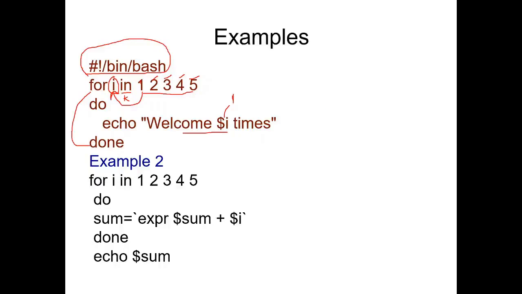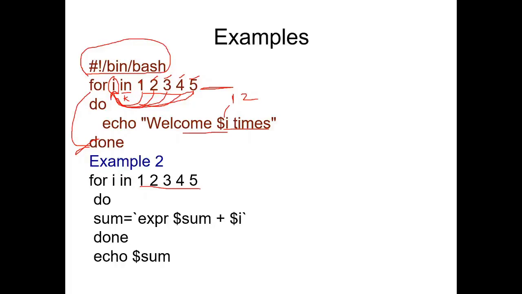Again it will go and fetch the second value. This time in I, 2 is stored. So it will print welcome 2 times. Again it will go to the for loop. This time it will fetch 3, then similarly 4, then similarly 5. Now when it goes back, there are no numbers in the list here, so it is going to come out of the loop. It is going to print 5 times the values.